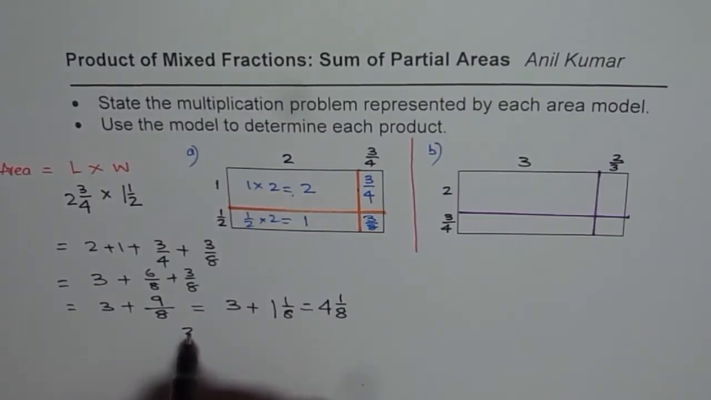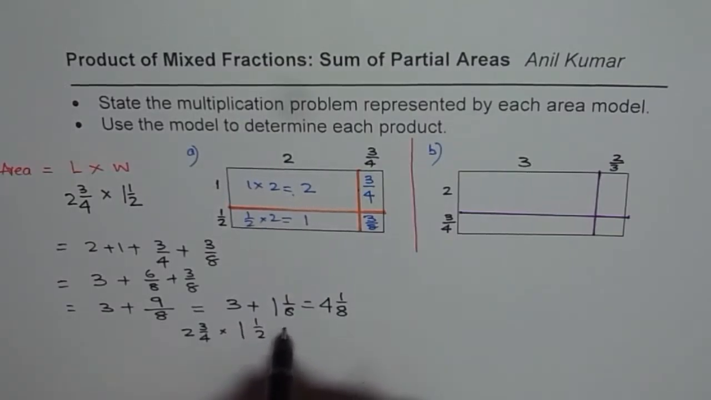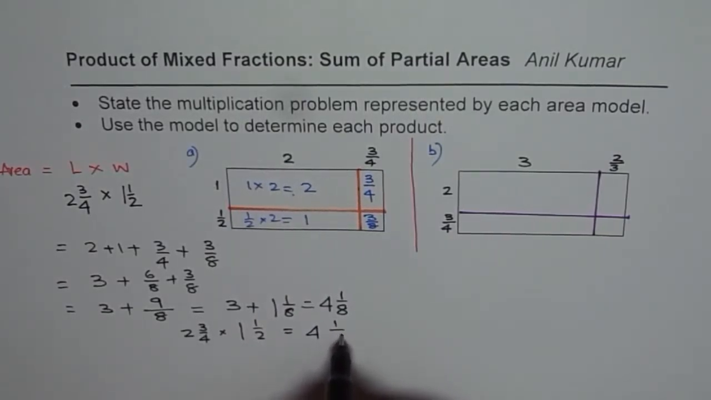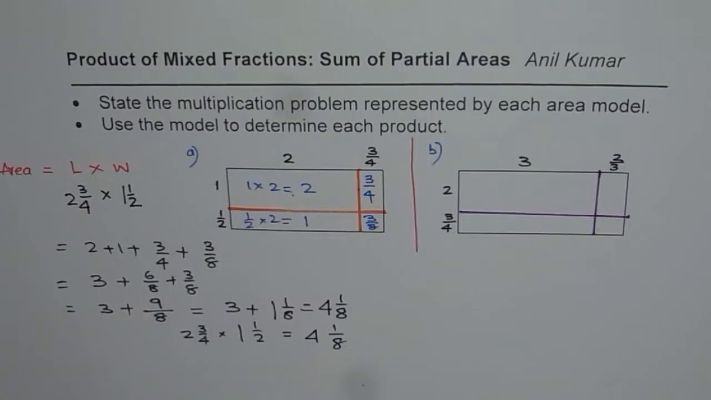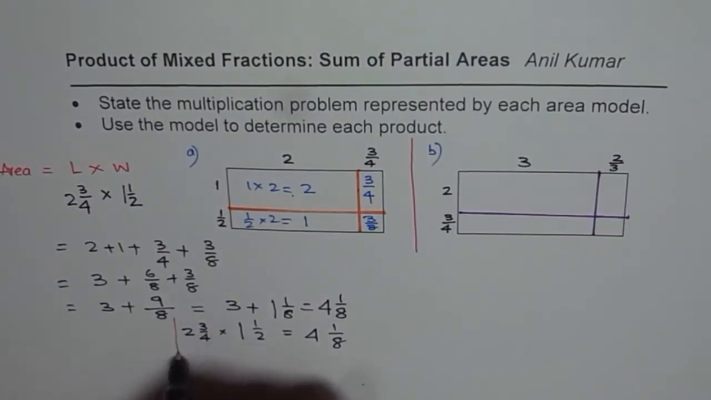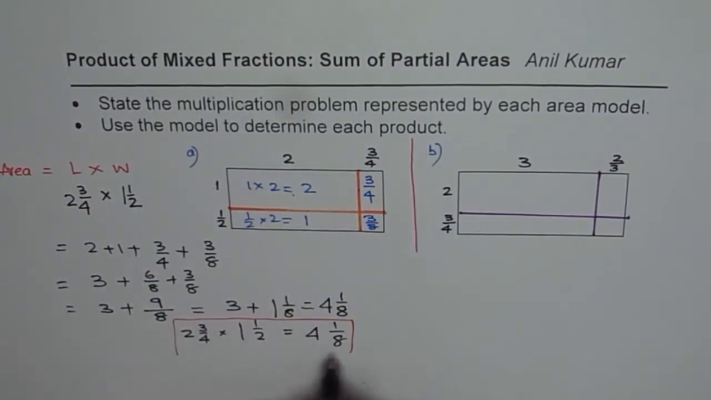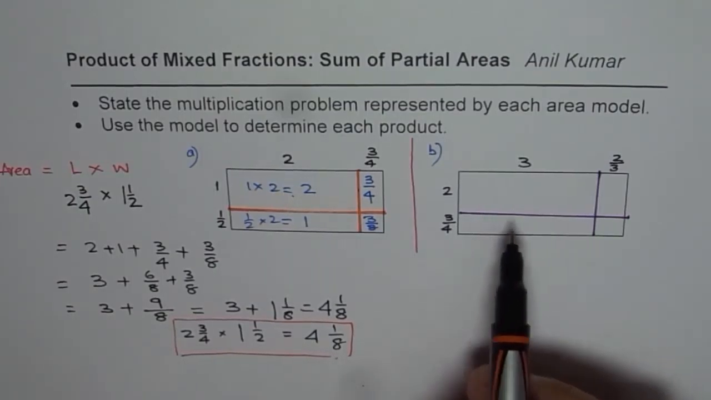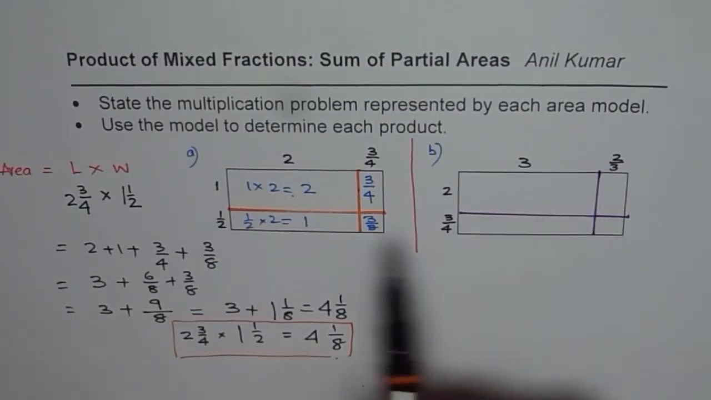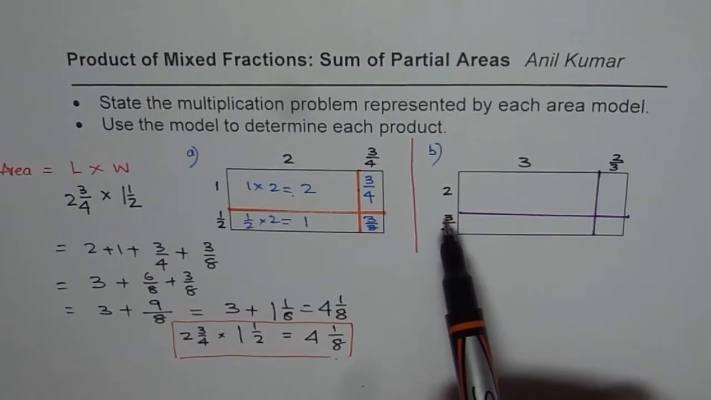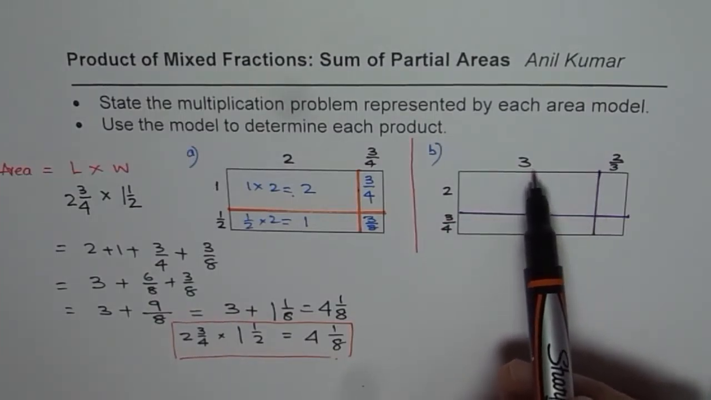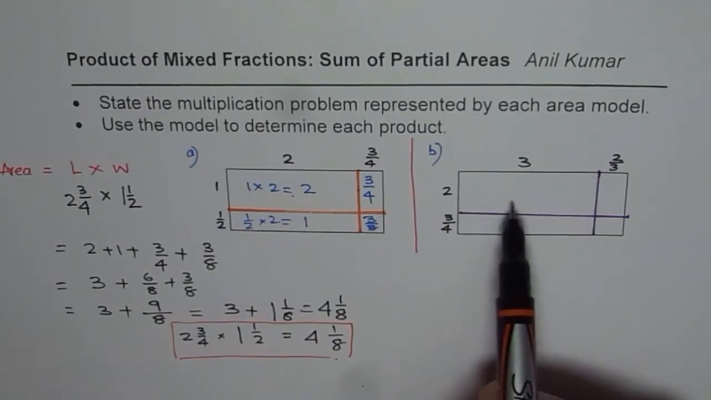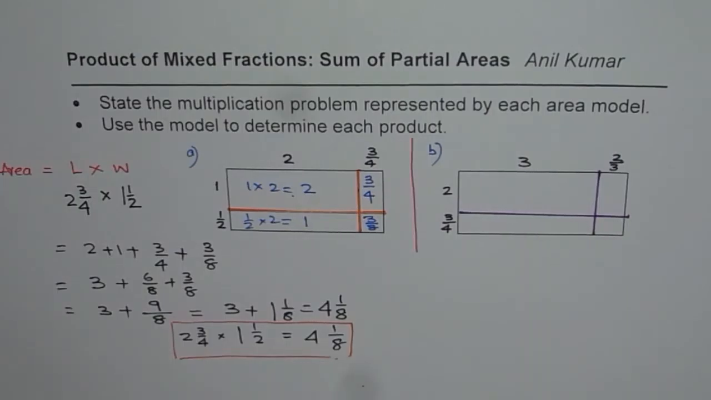So we can write that 2 3/4 times 1.5 is equal to 4 1/8. So that is how this problem can be solved, right? I hope you've understood all these steps. Now you solve this particular question. Follow all these steps. Write down what should be the two mixed fractions which are getting multiplied. Add their partial areas and find the answer. I hope you'll enjoy that. Thank you and all the best.